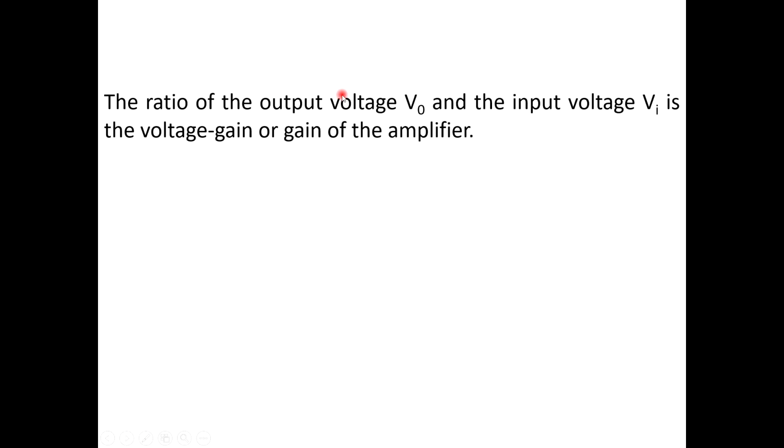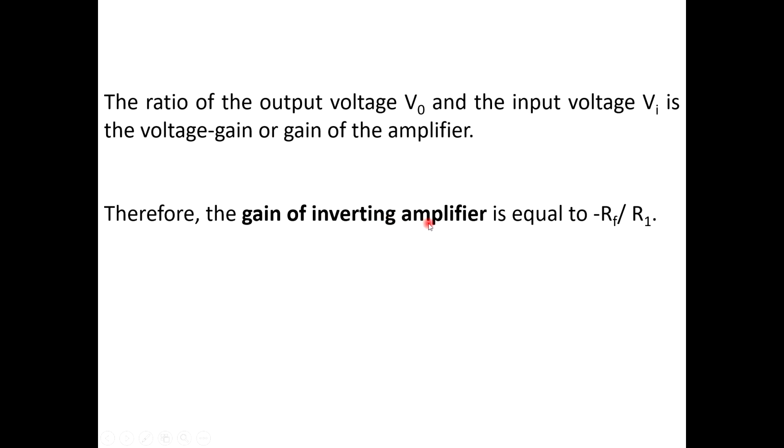You already know what is V0 by Vi, the ratio of the output voltage, that is V0, and the input voltage Vi is nothing but the voltage gain, or simply we call it the gain of the amplifier, that is output by input. Therefore, the gain of the inverting amplifier is equal to minus Rf upon R1. Okay, you have to remember this.